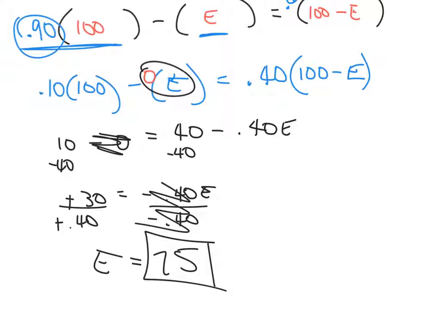75. So 75 gallons of fresh water to evaporate in order for me to change my brine solution from a 10% solution to a 40% solution. Alright, so let's try a couple more examples and call it good.